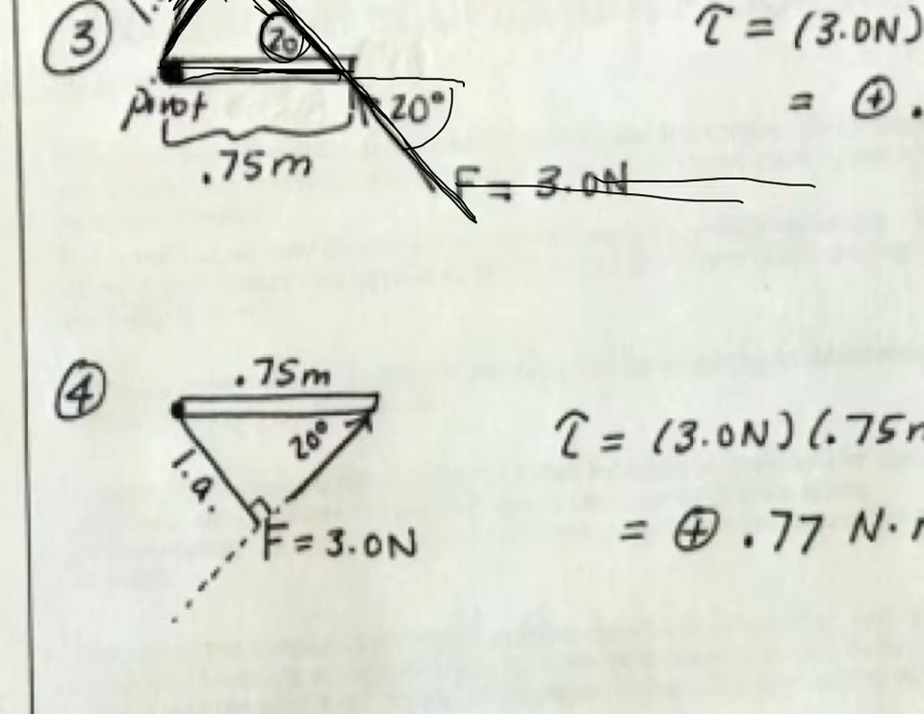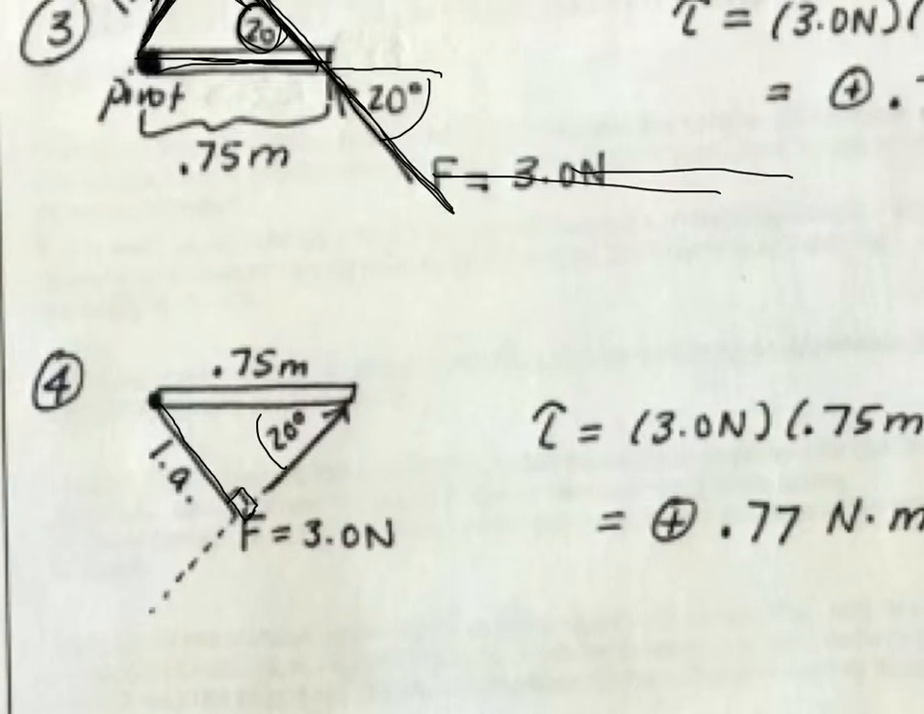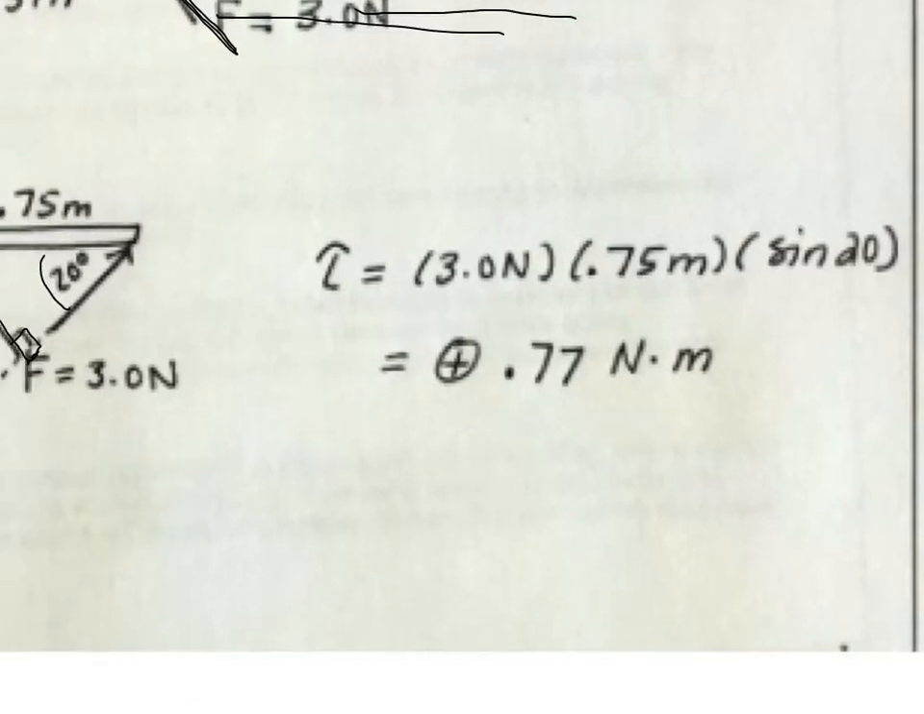You are still going to have the same lever arm because you're going to go from the pivot point to the force vector at the 90-degree angle. I'm still going to get the sine of 20 times 0.75 times the 3 newtons. I'll get the 0.755 newton meters.